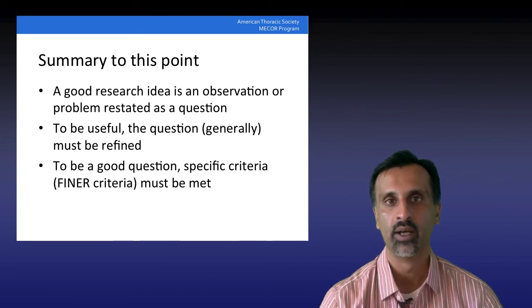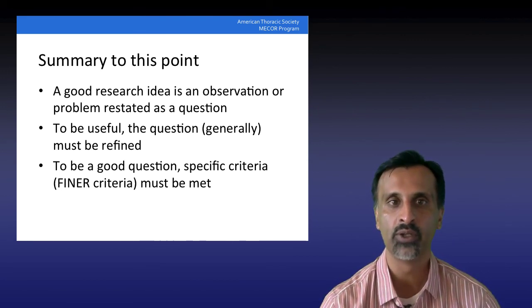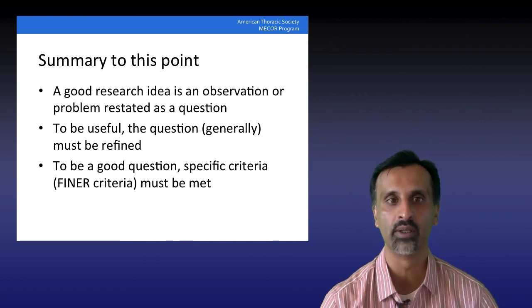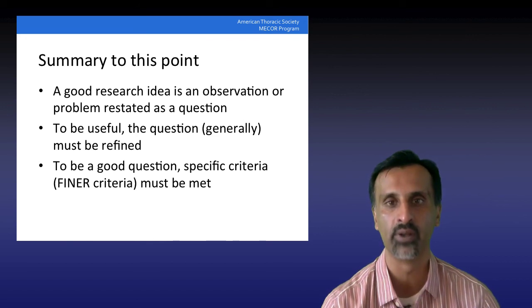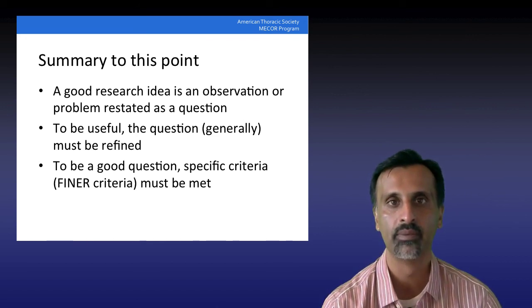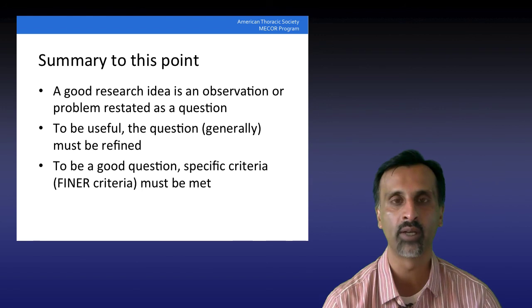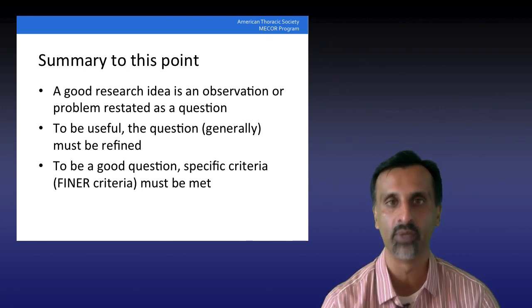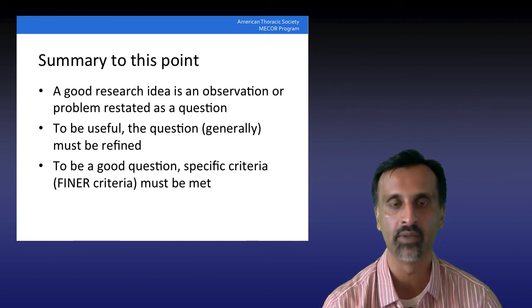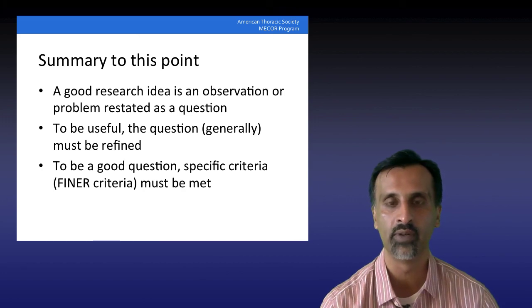So in terms of a summary so far, a good research idea is either an observation or a problem that's restated as a question. To be useful, in general, you have to refine that initial question. And to make it a good question and help you refine it, there are specific criteria, which are the FINER criteria, that must be met. In the next part, we're going to talk about the anatomy of the research question and each aspect of it: the population, the intervention or exposure, the comparator, and the outcome.